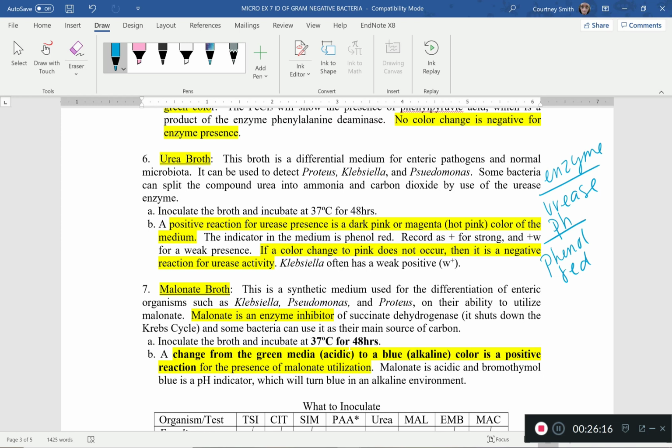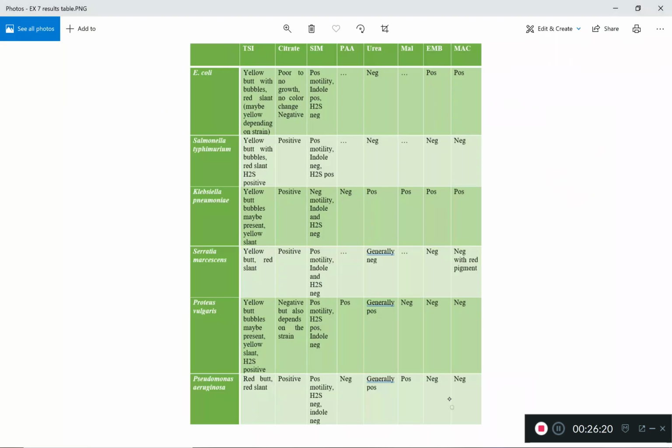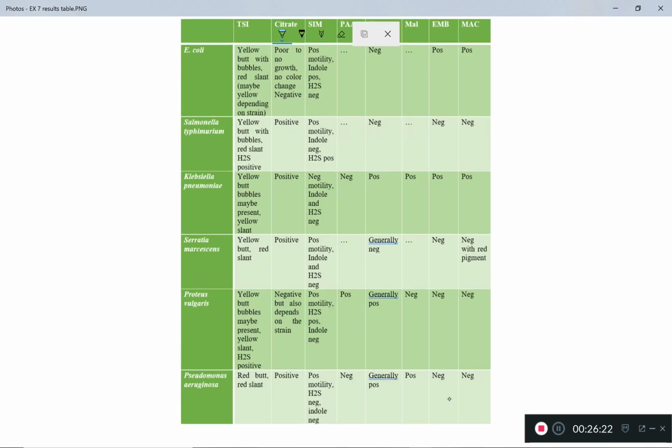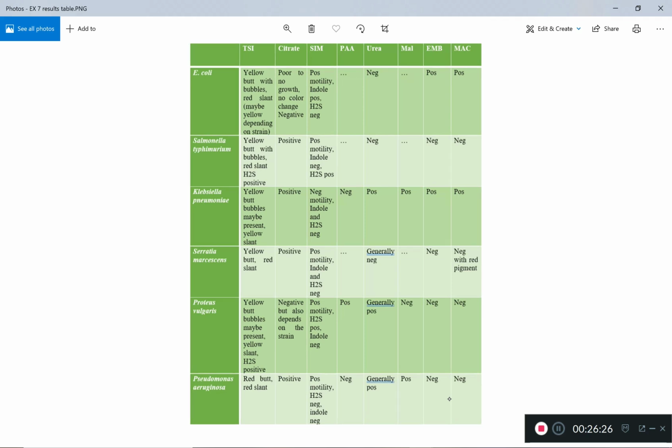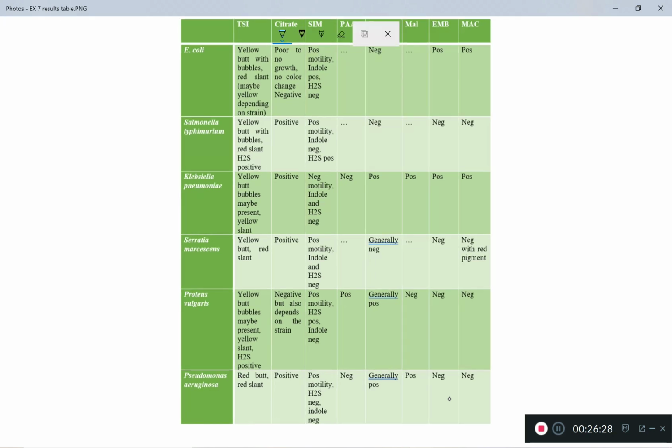And we saw some bacteria like that. The bacteria that we saw that were generally positive for urea were Klebsiella, and then we also saw P. vulgaris, and also P. aeruginosa. Those were the positives that we saw. So just keep that in mind.